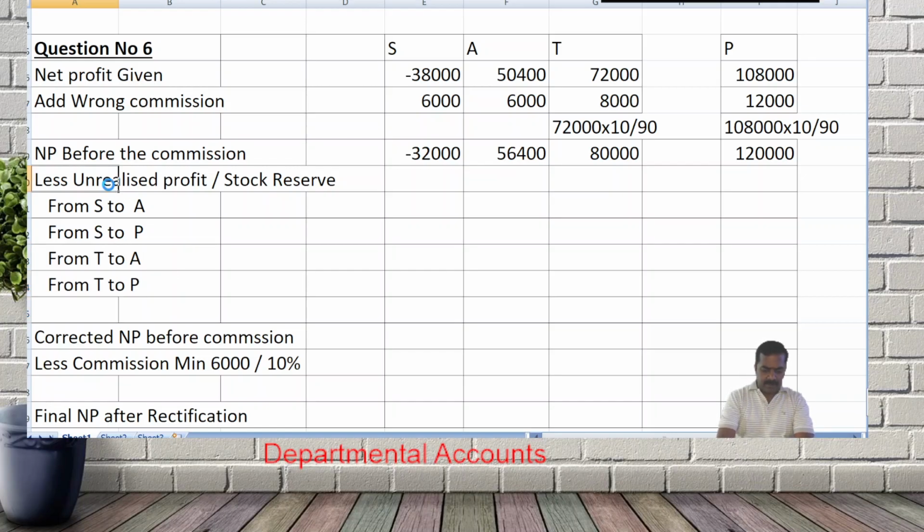Eliminate the unrealized profit or stock reserve. Then you will get corrected net profit before commission. On that you work out which one? Commission: how much percentage? 10% subject to a minimum of how much? 6,000.